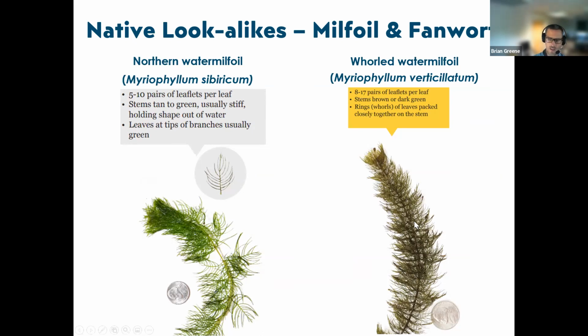And then here's another species, like whorled milfoil. It has these whorls of leaves packed closely to the stem, so it looks similar to variable leaf, but has a different flower and different sepals and petals on it. So it's important to remember that there are native species that can look similar to some of our invasive species. That's why it's good to focus in on those key identification characteristics. And if you have a question, grab a sample, take a good photo, and get in contact with me, and we can help you make sure that we're identifying it correctly.